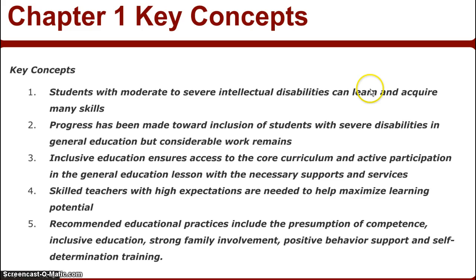The key concepts for Chapter 1, and these are the ones you're going to discuss in your discussion questions: Students with moderate to severe intellectual disabilities can learn and acquire many skills. Progress has been made toward the inclusion of students with severe disabilities in general education, but considerable work remains. Inclusive education ensures access to the core curriculum and active participation in the general education lesson with necessary supports and services. Skilled teachers with high expectations are needed to help maximize learning potential. Recommended educational practices include the presumption of competence, inclusive education, strong family involvement, positive behavior support, and self-determination training.